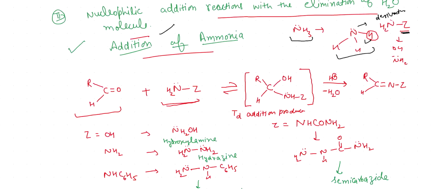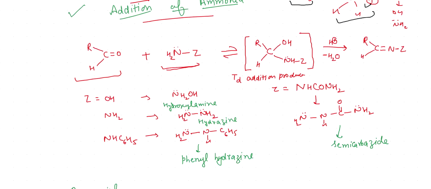So look at this molecule. This is your aldehyde, as this carbon is associated with one hydrogen. And I have taken one substituent of ammonia, and it's Z. Z may be OH, NH2, C6H5NH, and also the NHCONH2 group. So these are some common groups which can be represented as Z. So how will ammonia react with aldehydes?